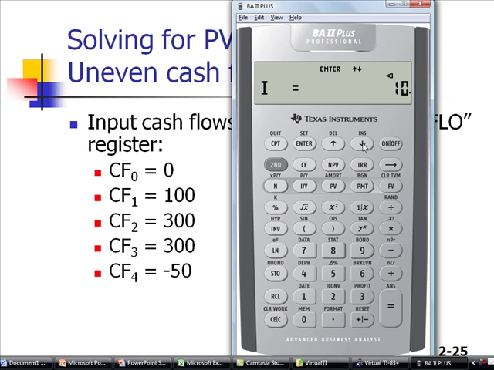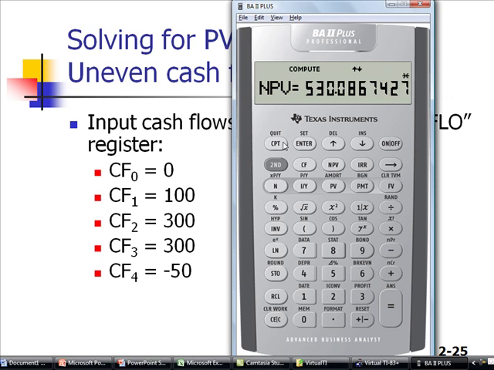Push the down arrow key one last time, and now you're ready to compute the net present value. Press the compute button to make that happen. No surprise, you get $530.09, which is the answer that we had previously.